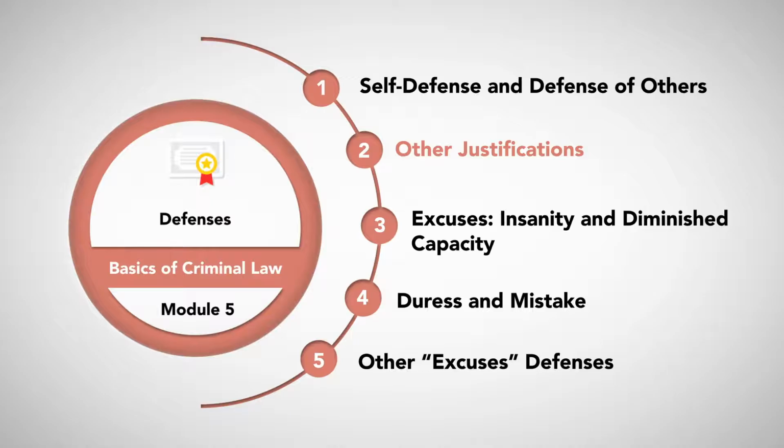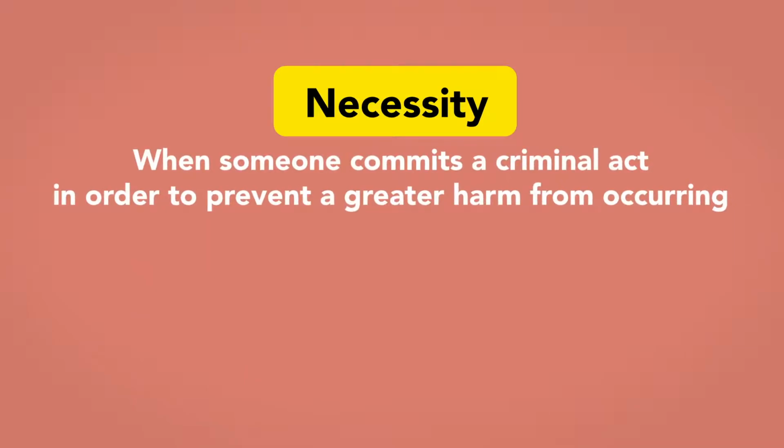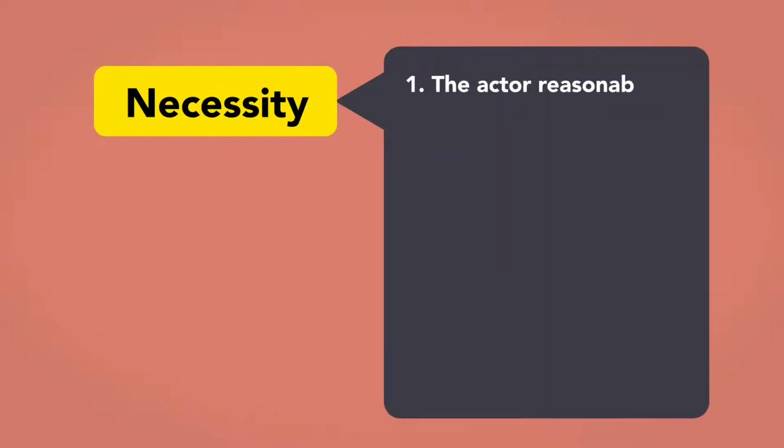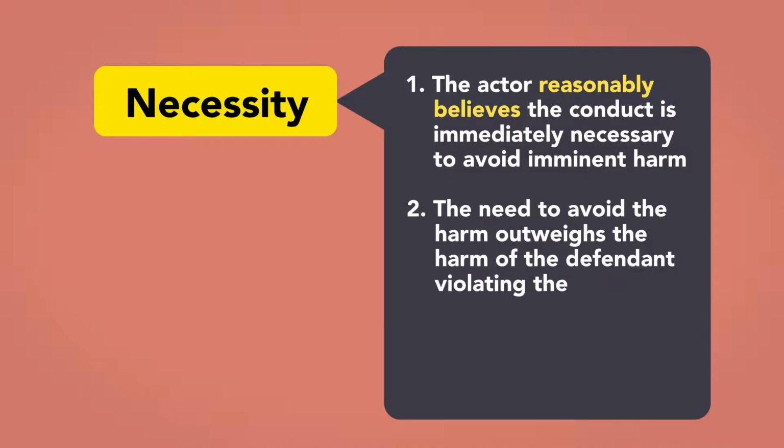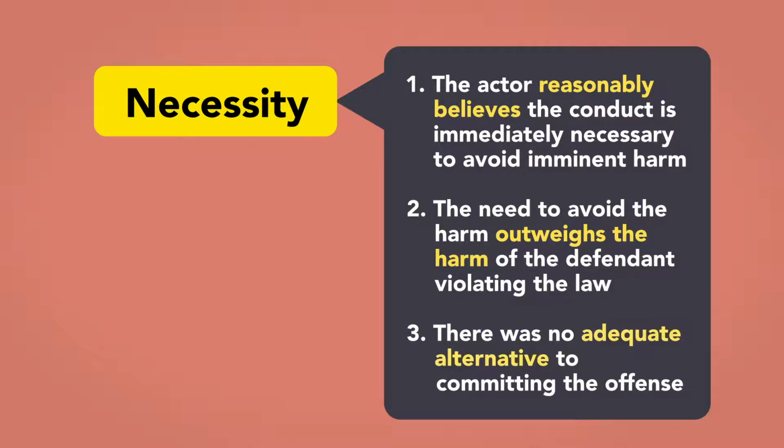Other justifications. Necessity. The defense of necessity applies when someone commits a criminal act in order to prevent a greater harm from occurring. This defense applies when 1. The actor reasonably believes the conduct is immediately necessary to avoid imminent harm. 2. The need to avoid harm outweighs the harm of the defendant violating the law. And 3. There was no adequate alternative to committing the offense.